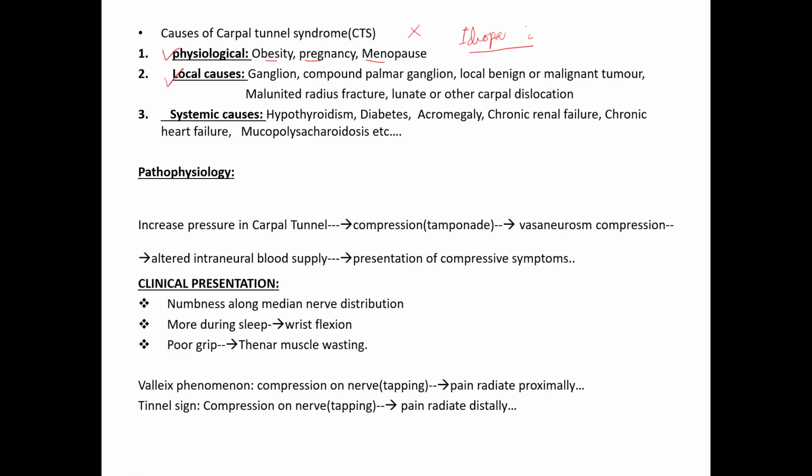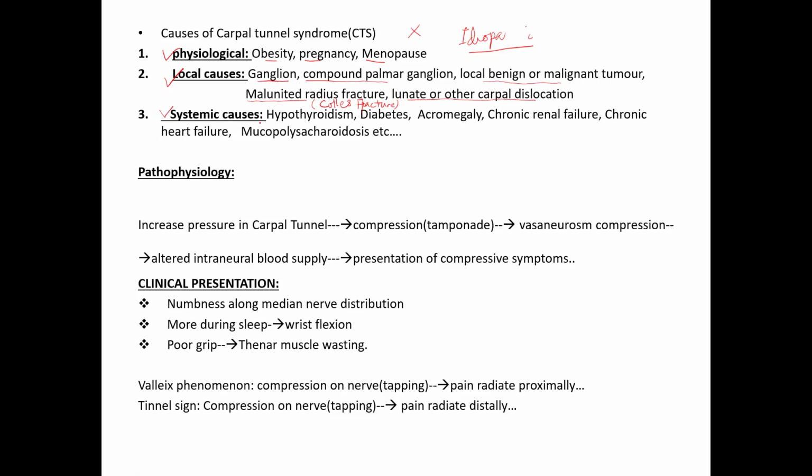We have local causes. Local causes are a ganglion arising from the carpal joints, compound palmar ganglion, then local benign or malignant tumors in and around the nerve sheath, and a malunited radius fracture. Among them, it is the Colles fracture, not the Smith fracture. It was also asked as a PG bit in the past. Then lunate and other carpal dislocations also compromise the carpal tunnel and cause compression over the median nerve.